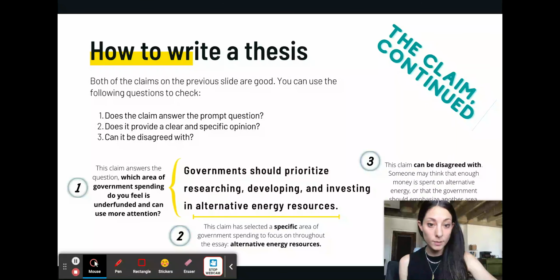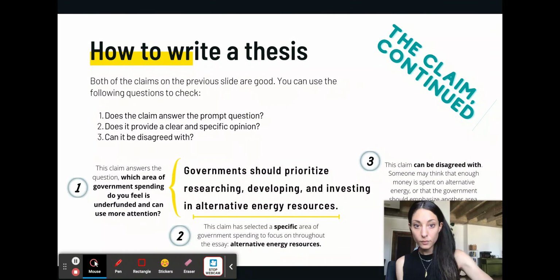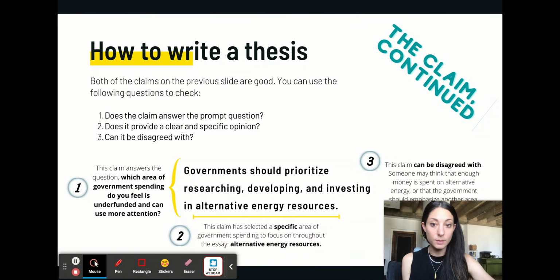Both of those claims on the previous slide are solid claims. It's a great start to a thesis statement, and it could provide a totally valid foundation to go forward with. You can use the following questions to check and see whether the claim is good. First of all, does it answer the prompt question? That's the most important thing. Does it provide a clear and specific opinion? That's also very important, right? Because you want to keep it focused. And also, can it be disagreed with?